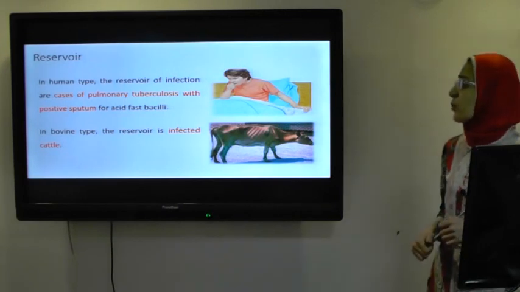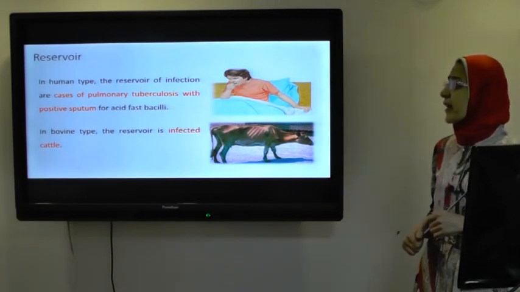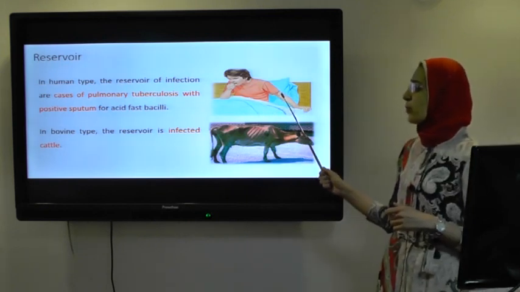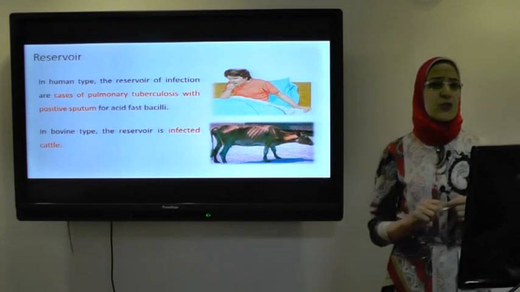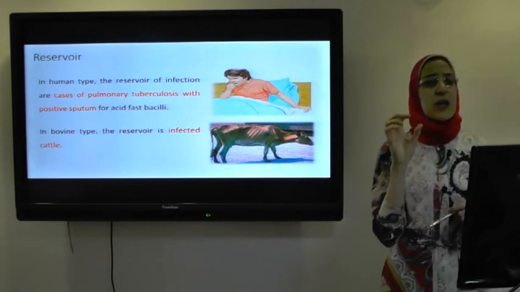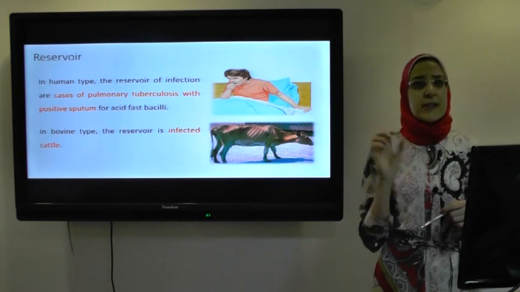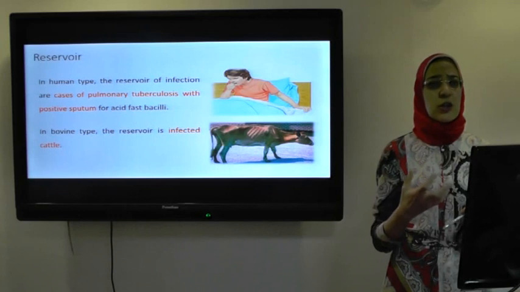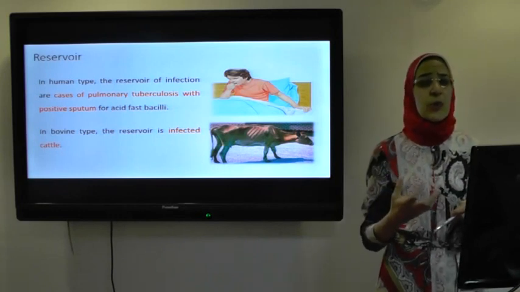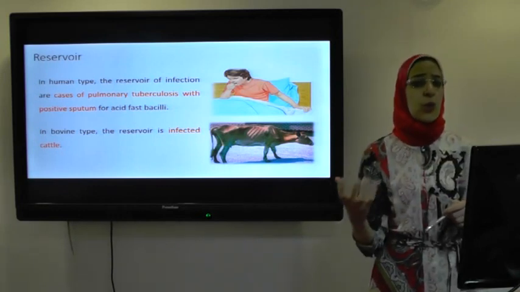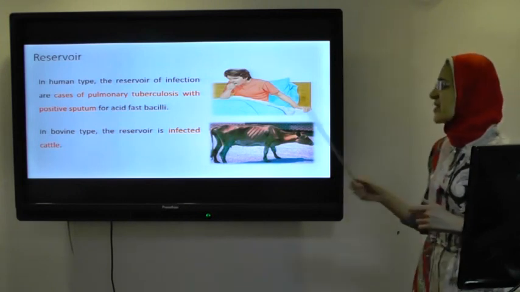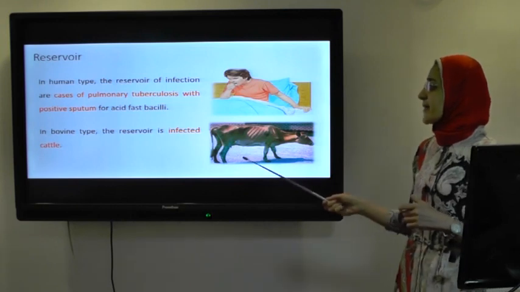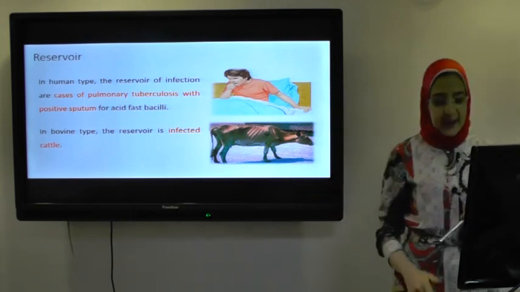Regarding the reservoir, in human type of TB, the reservoir of infection are cases of pulmonary tuberculosis with positive sputum. That's to say, smear positive pulmonary TB. Because in a smear positive case, the sputum contains large number of tubercle bacilli, which can be easily transmitted from one person to another. So this is the reservoir in human type, while in bovine TB, the reservoir is infected cattle.